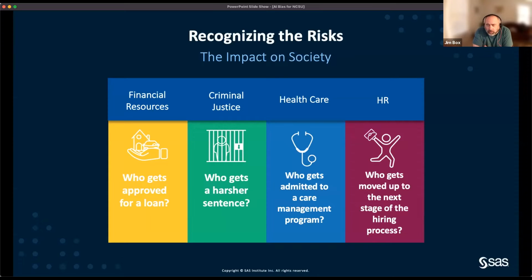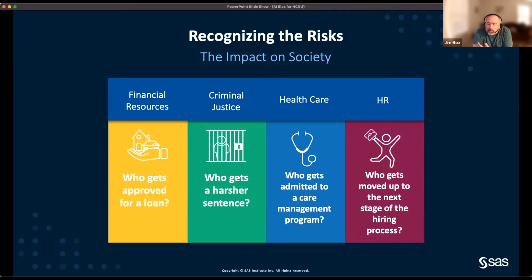In healthcare, it's who can be admitted to a healthcare management program, or it could be what treatments are you given. We're going to look at some examples a little bit later, specifically in healthcare, because that's my particular field. HR, it can be things like who gets moved up to the next stage of hiring process. We do a lot of models with HR organizations to figure out what employees are at high risk leaving the organization. So there's a lot of places where this impacts you. Some of them are very open about it. Some of the times it's really not very clear that a machine learning model has made a decision.